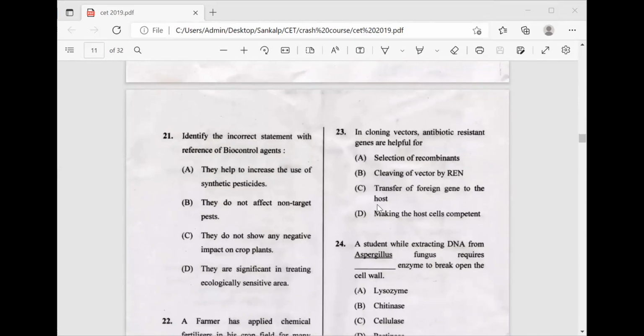21st question. Identify the incorrect statement with reference to biocontrol agents. Option A, they help to increase the use of synthetic pesticides. Option B, they do not affect non-target pests. Option C, they do not show any negative impact on crop plants. Option D, they are significant in treating ecologically sensitive area.